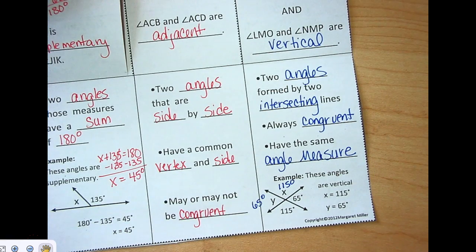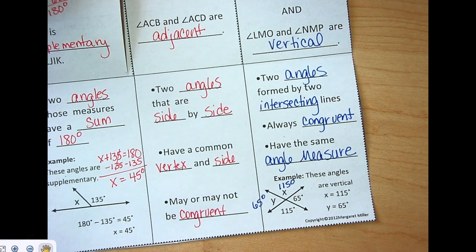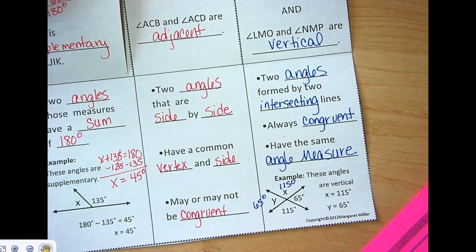Okay, let's look at this last sheet. We're just going to get started on it, but I don't think we'll finish. Maybe, but I doubt it. Okay, so this last sheet is just looking at complementary and supplementary angles and the relationship between them.